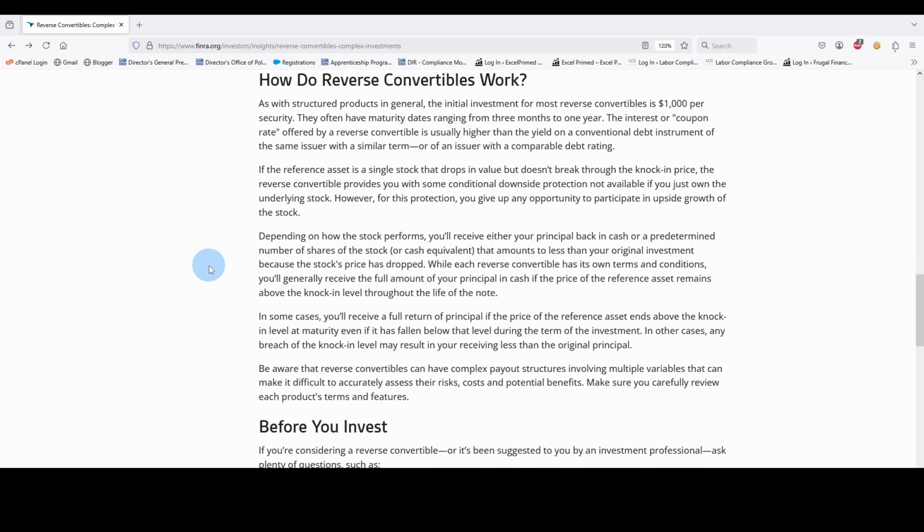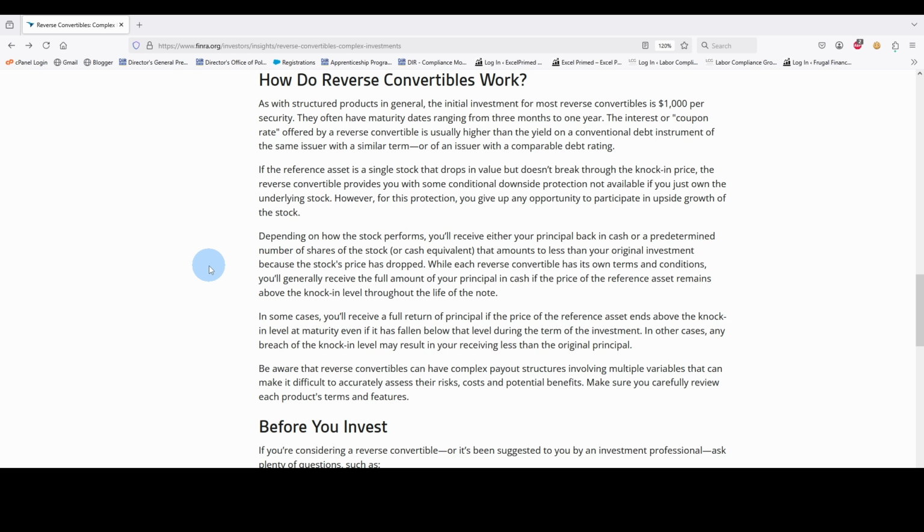Depending on how the stock performs, you'll receive either your principal back in cash or a predetermined number of shares of the stock or cash equivalent that amounts to less than the original investment because the stock price has dropped. While each reverse convertible has its own terms and conditions, you'll generally receive the full amount of your principal in cash if the price of the reference asset remains above the knock-in level throughout the life of the note.